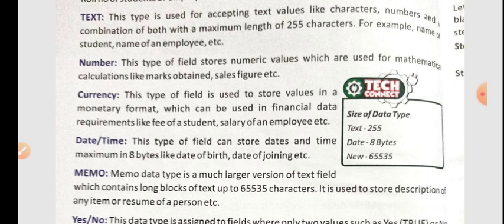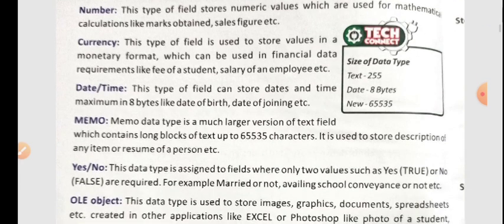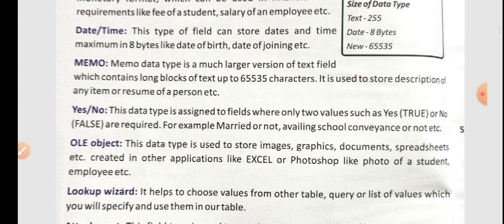Currency, currency means money. So when you are storing money in any particular column, you can select the currency data type from the table. Date and time: when you are storing anything in terms of date and time, like date of birth, date of joining, date of resigning, date of submission and anything else, then you will have to select the data type date and time. The important data type that can be asked in an examination is the memo data type. The memo data type is a larger version of the text field.